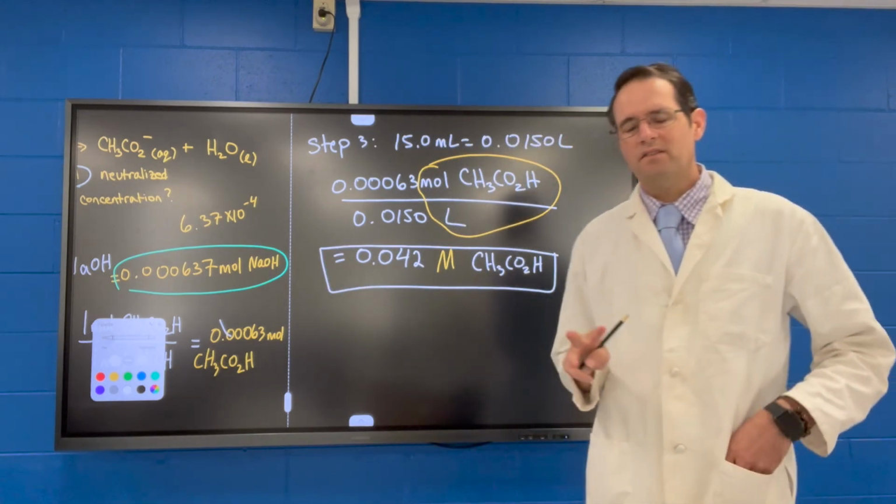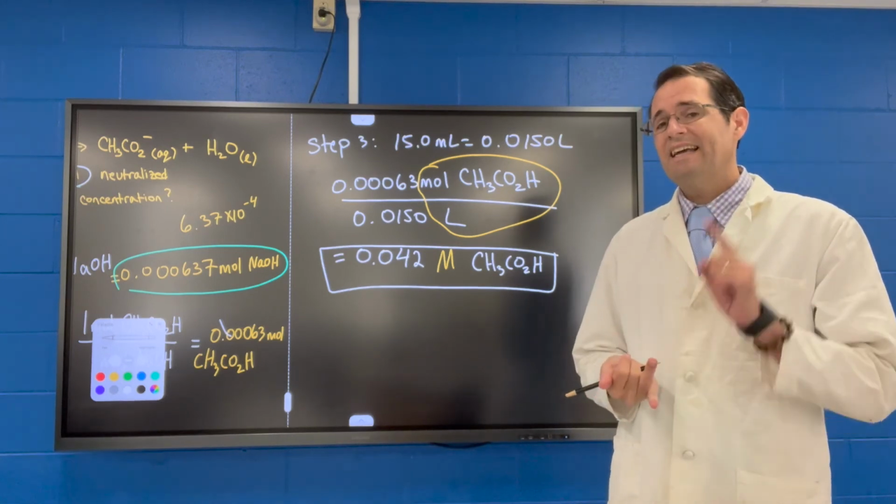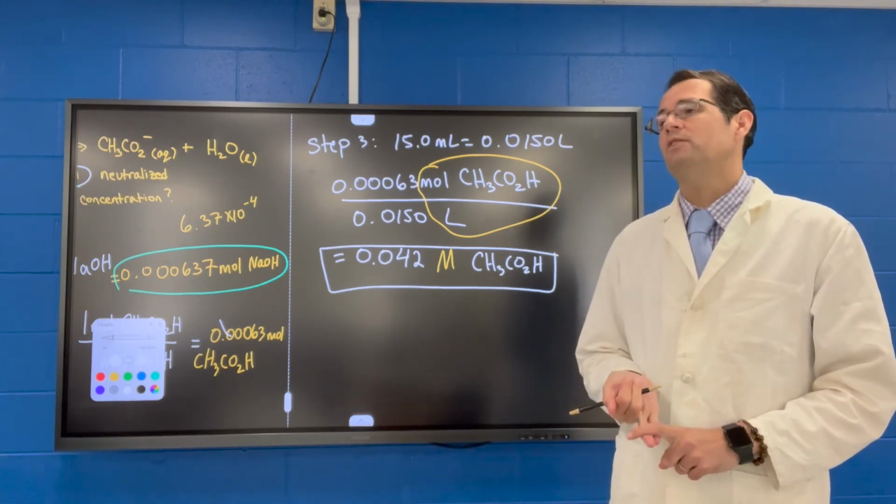Titrations are always a three-step calculation. Calculate the moles of your base, calculate the moles of your acid.